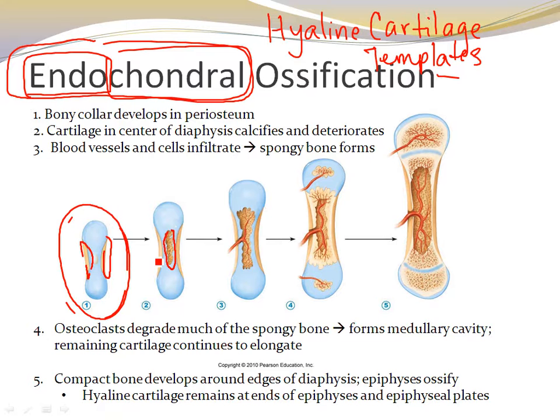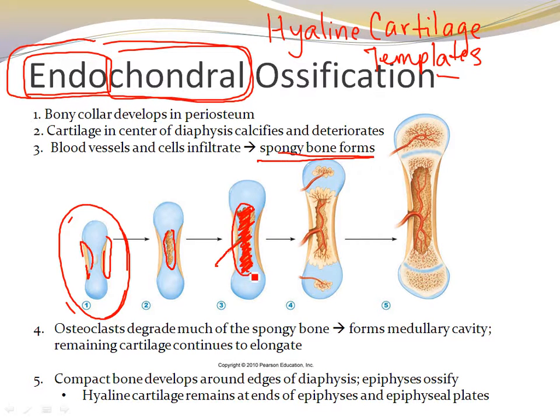And then what happens is you have blood vessels that infiltrate in there. Blood vessels bring oxygen and nutrients. You're going to need that to build bone. And they also bring osteoblasts with them. Bone synthesizing cells come in there. And what they do is they make a whole bunch of spongy bone. So they come in here and they start converting a lot of that deteriorated cartilage over to spongy bone tissue.